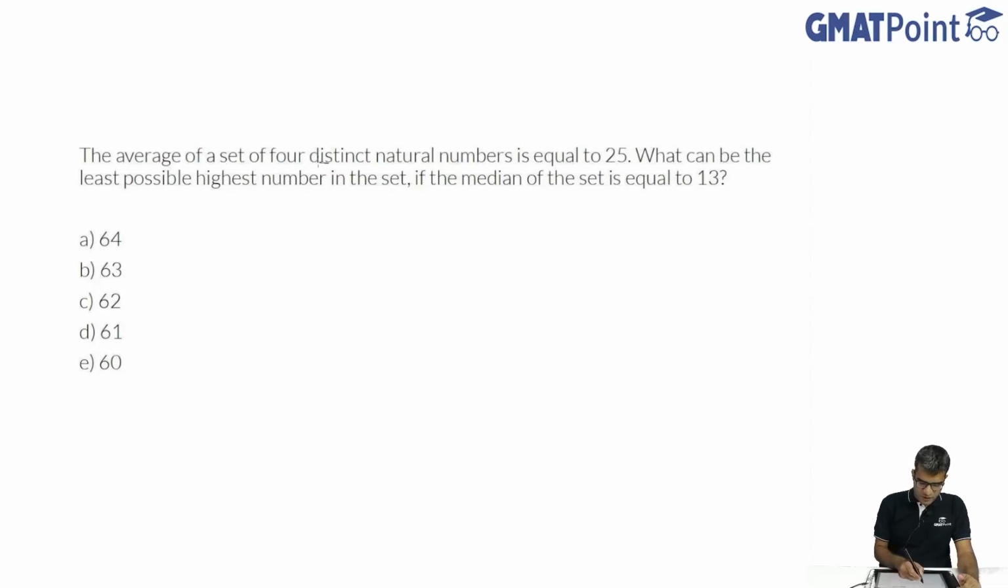In this question, we are told that the average of a set of 4 distinct natural numbers is equal to 25. Let us assume that the 4 distinct natural numbers are A, B, C and D, such that A is less than B is less than C is less than D. Because they are distinct, we can even assume their order. The average of these 4 numbers is 25, so the sum will be 25 into 4, which is equal to 100. So A plus B plus C plus D is equal to 100.